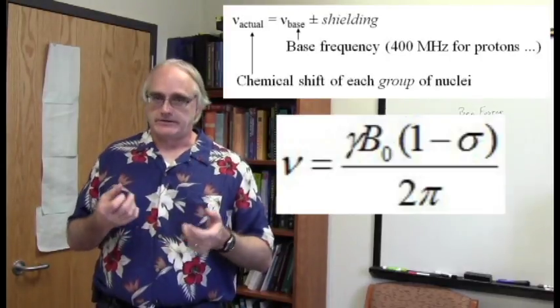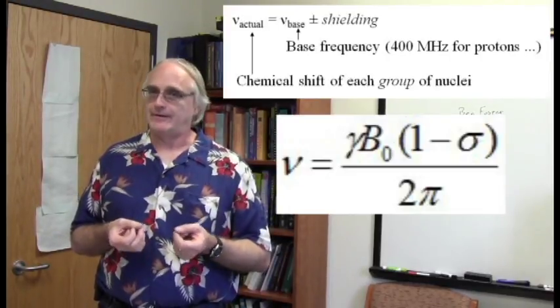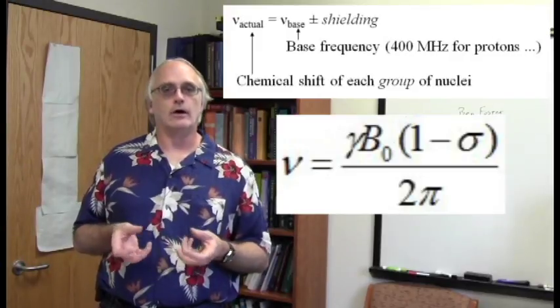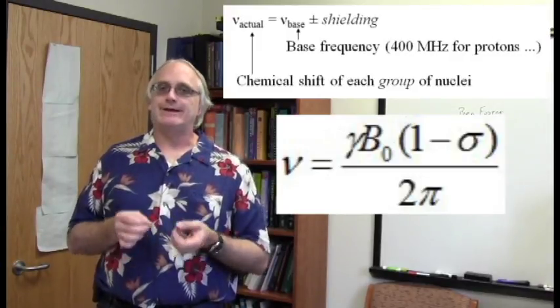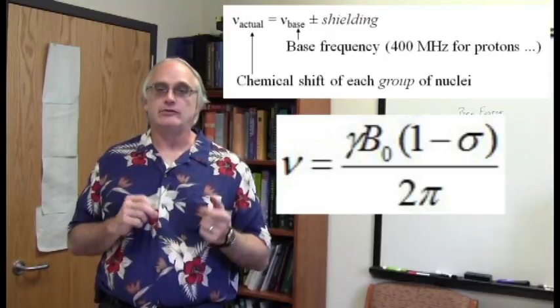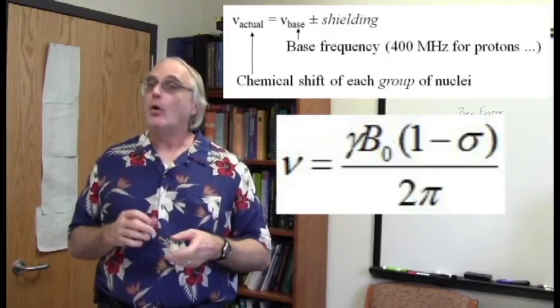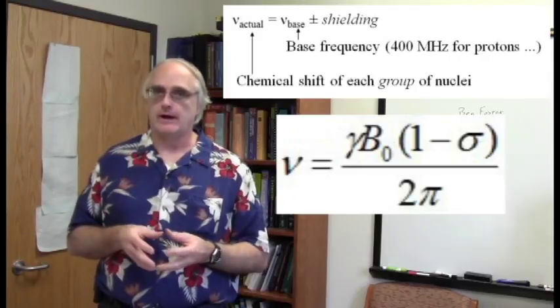Now, the shielding constant is very tiny compared to the overall strength of the magnetic field, but it is enough to make each group of nuclei, each group of protons that we see, or C13 or other magnetic nuclei, slightly different. And that difference is what we call the chemical shift.